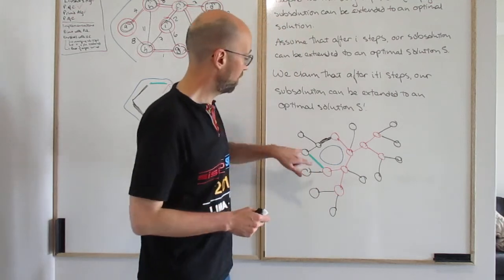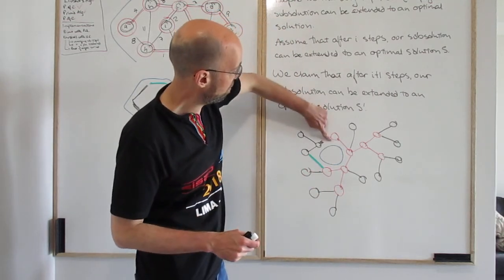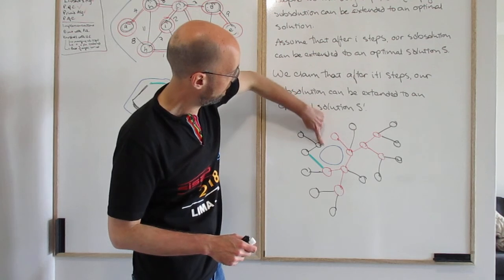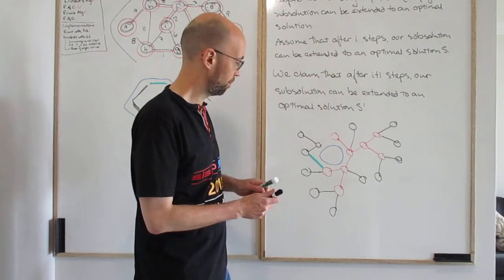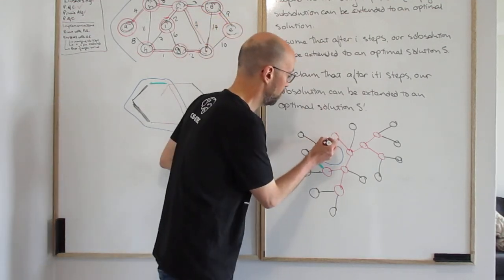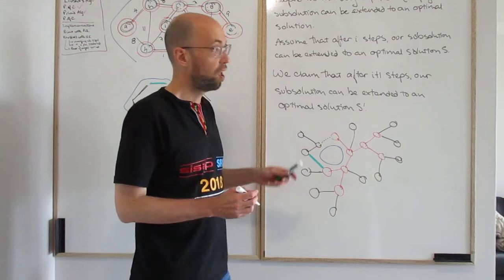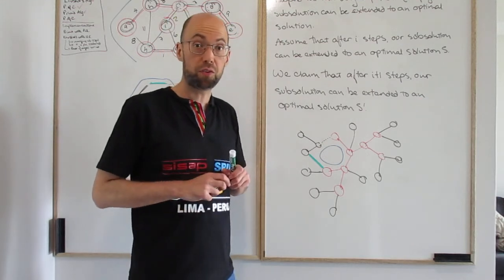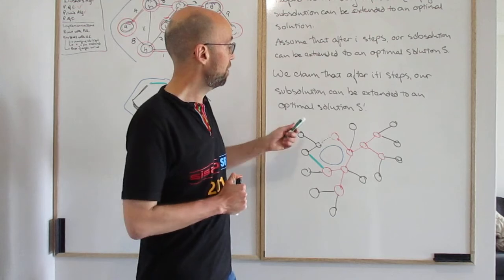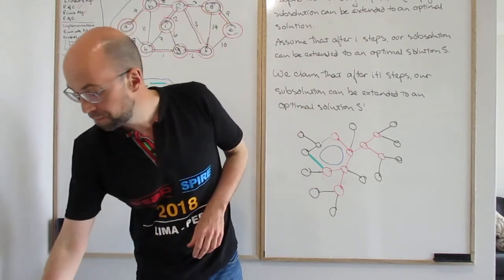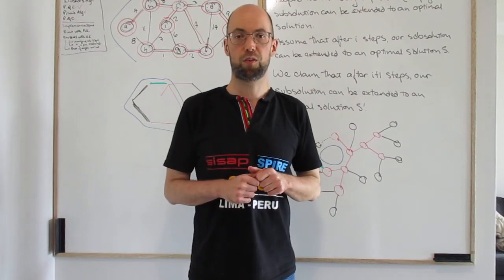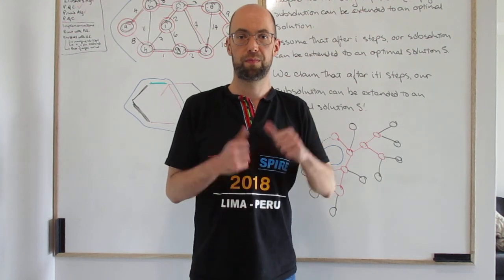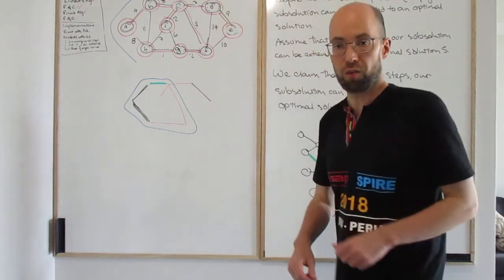So therefore, we can put the green edge in and take out a black edge that is not cheaper, and so this is again a tree, the cost doesn't go up, so again we get a minimum spanning tree, and this is S prime, okay? Good so far? Good.